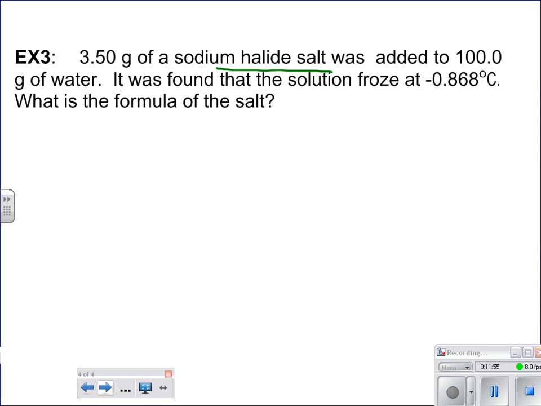And it was added to 100 grams of water. It was found that the solution froze at this new temperature. What is the formula? Not only what is the mass, but what is the formula of this compound? So we're talking about freezing. So here's our formula.